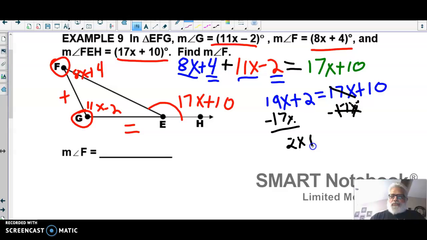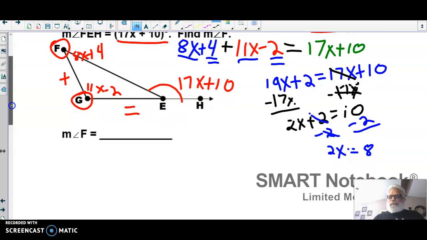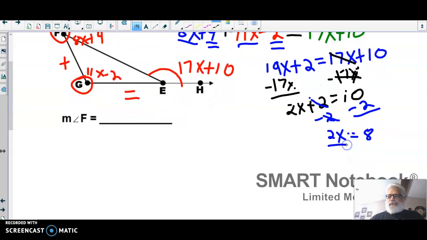2x, bring down my 2. Subtract 2. Then I'll divide by 2. And x is equal to 4.